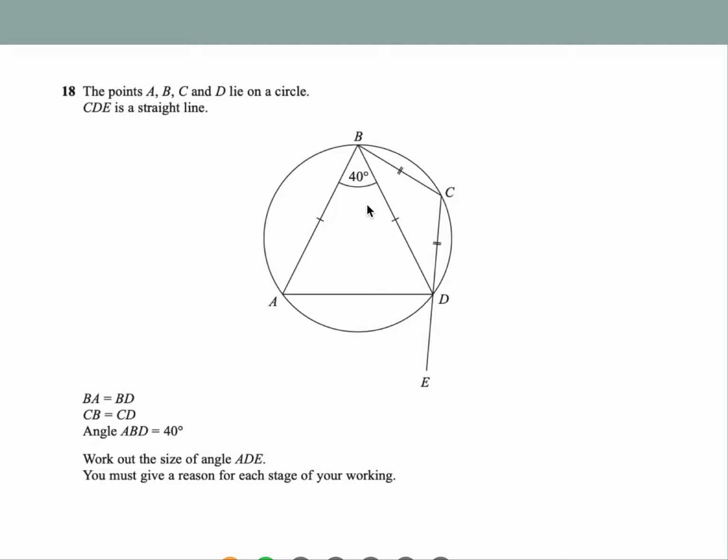Hi, in this video I'm going to be looking at 5 different circle theorem questions from the Edexcel 9 to 1 GCSE higher papers. So, this is the first one.